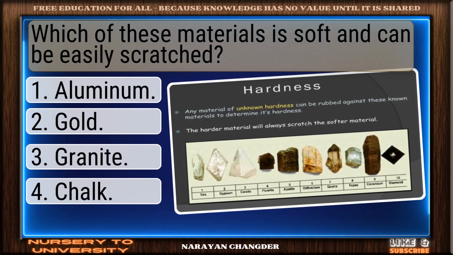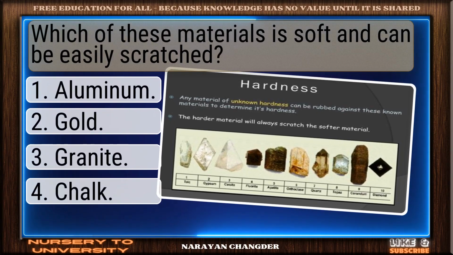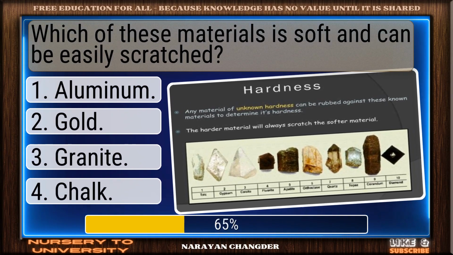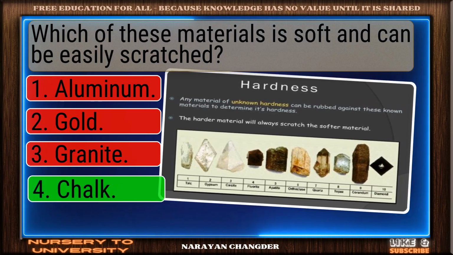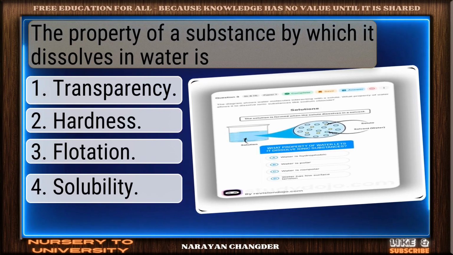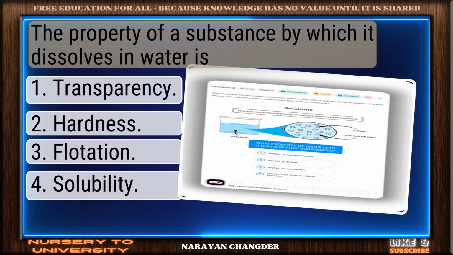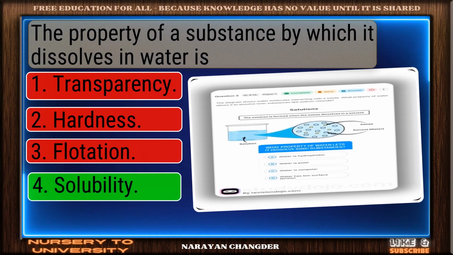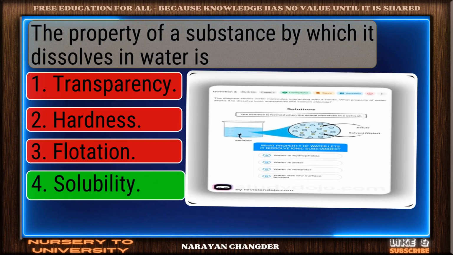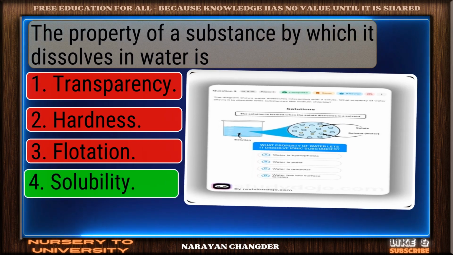Which of these materials is soft and can be easily scratched? Nice work. You chose chalk, and it is correct. The property of a substance by which it dissolves in water is? Correct response. Solubility is the most accurate answer.